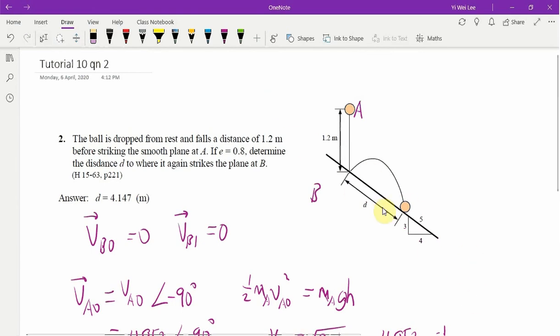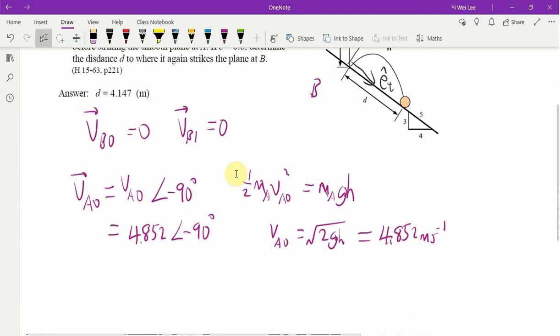If this is the collision plane, I can denote this direction as the unit vector normal to my collision plane, and I can denote this direction as the unit vector tangential to my collision plane. Now, obviously, the unit vector normal to the collision plane can be in this direction too, and the tangential unit vector can be in this direction. It doesn't matter, as long as you consistently use that direction throughout the question, you will be fine.